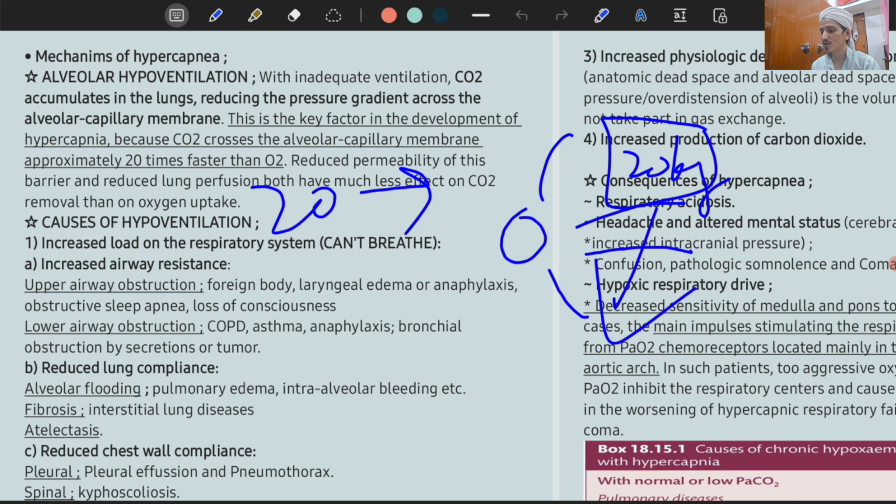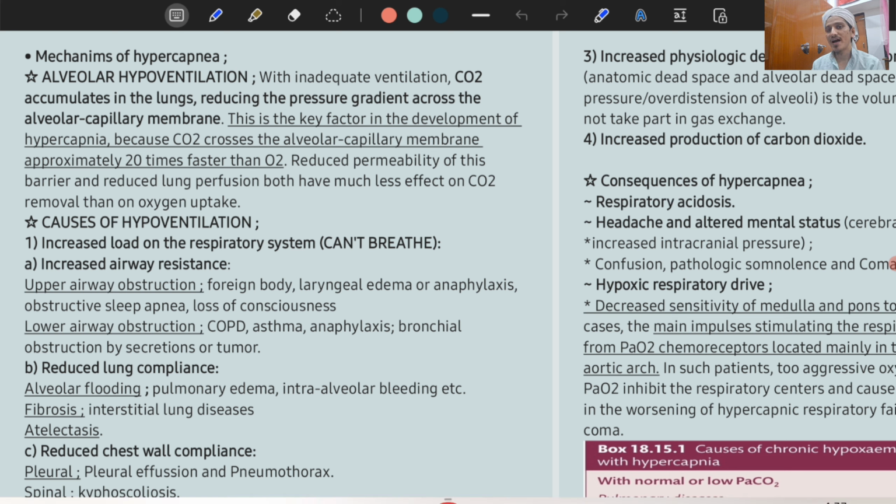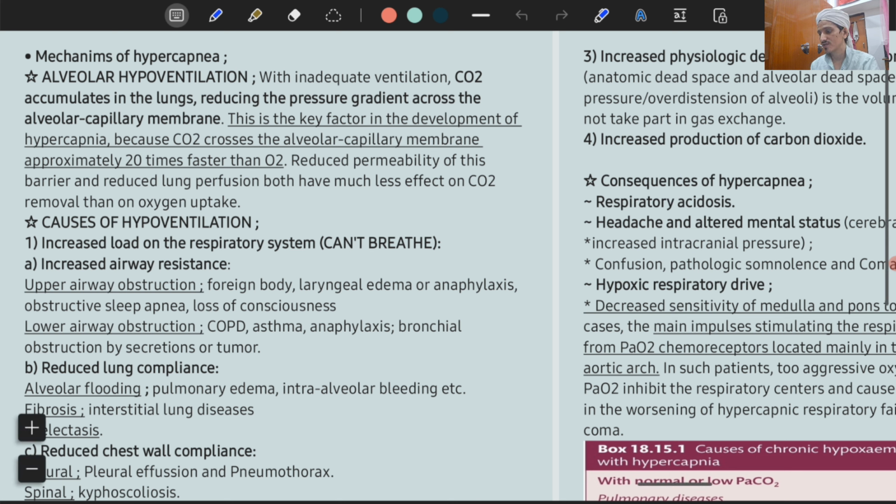Similarly, when there is increased load on the respiratory system, there will be alveolar hypoventilation. Okay, so when there is increased load, number one is when there is airway resistance, either due to upper airway obstruction or lower airway obstruction. That is the first cause.